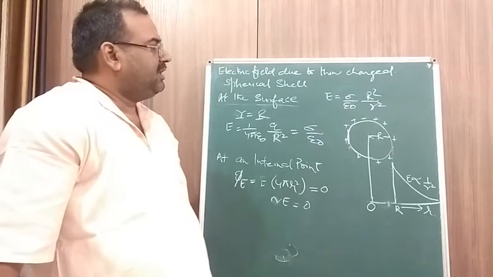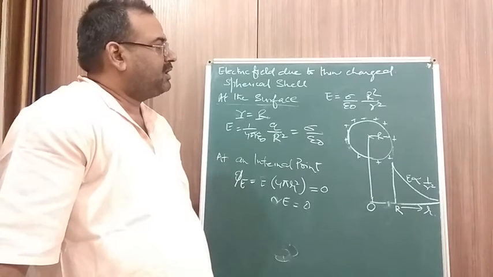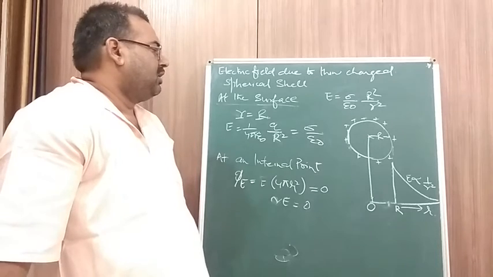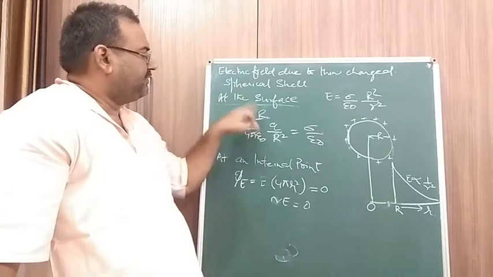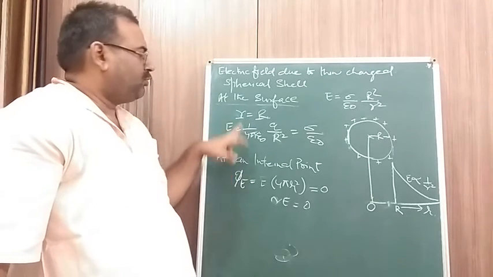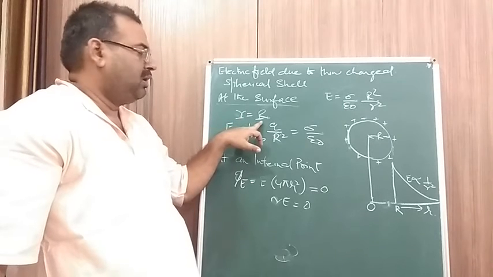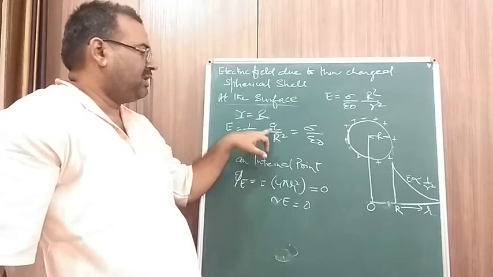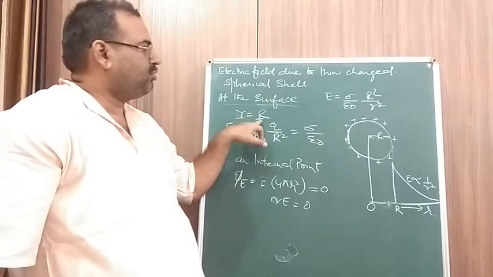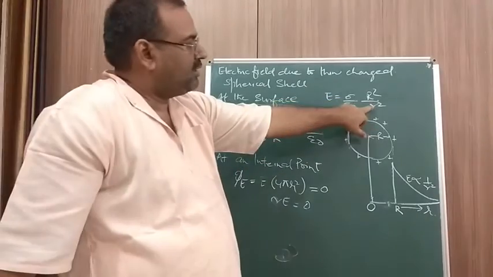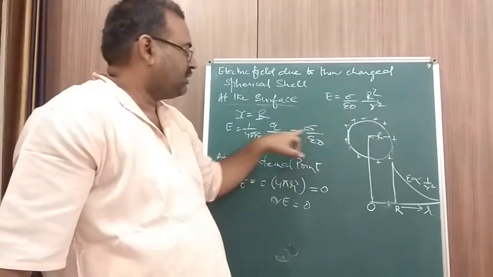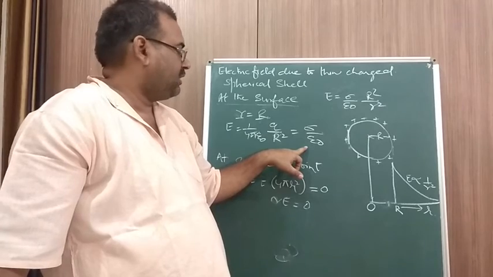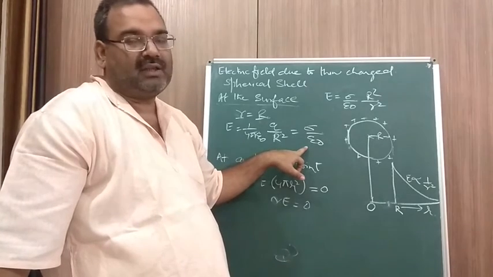The electric field outside the surface is given by E equal to sigma upon epsilon naught, R square upon r square. Now we find the electric field at the surface. At the surface, small r will be equal to R, and the electric field is given by 1 upon 4 pi epsilon naught q upon R square. If you put r equal to R in this formula, R square cancels out. The electric field is equal to sigma upon epsilon naught. This is the electric field at the surface of the spherical shell.